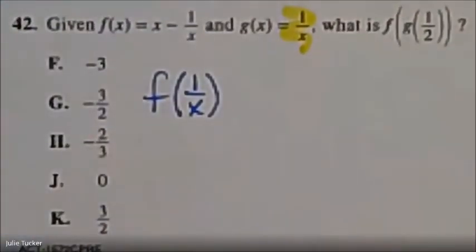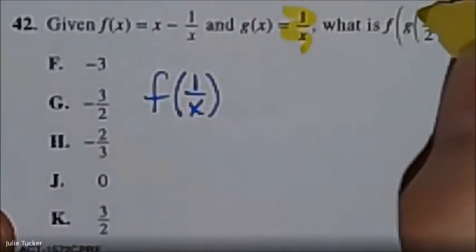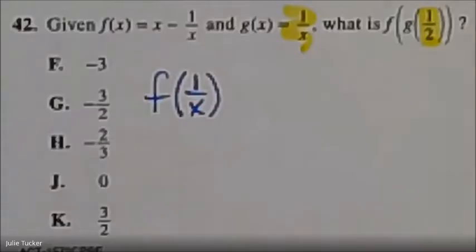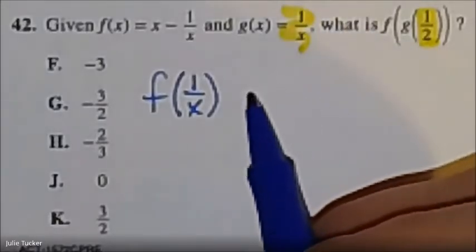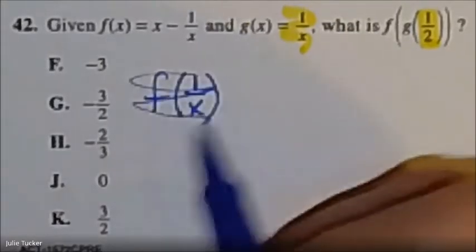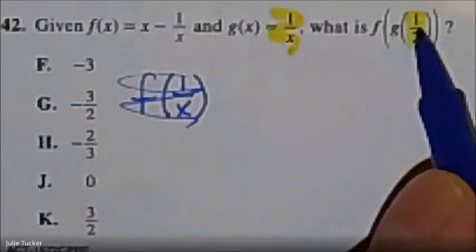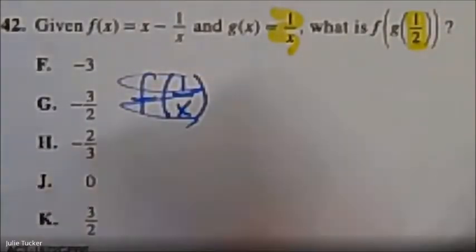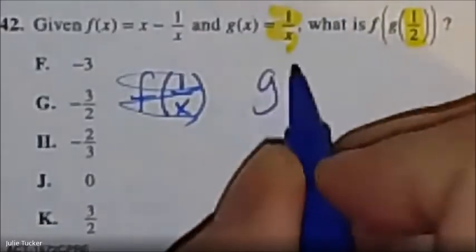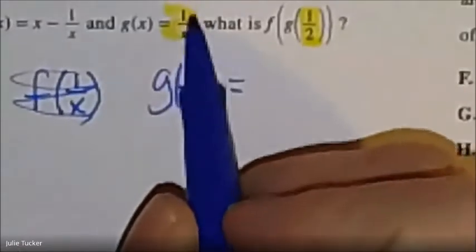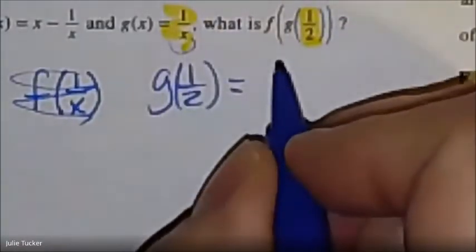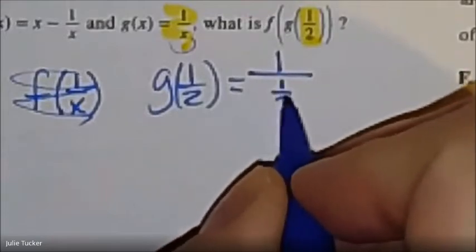The thing is, it's hard to do with just variables, but they gave us a number to do it with. They gave us 1/2. So we're going to back this whole process up. We're going to find out g of 1/2 first on the inside here. So g of 1/2 equals, the g function does 1 over it. So we have to go 1 over 1/2.